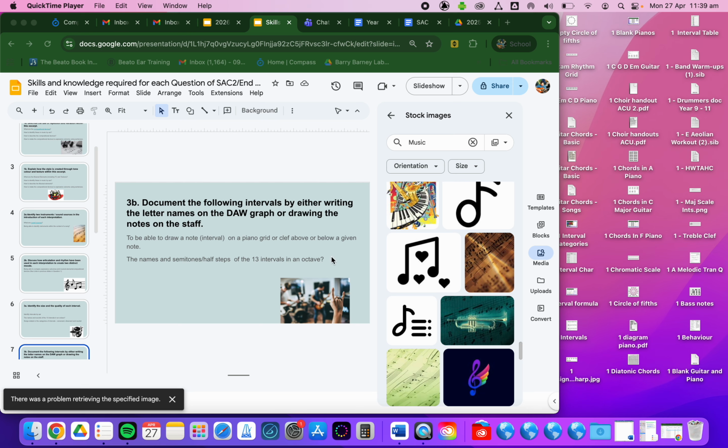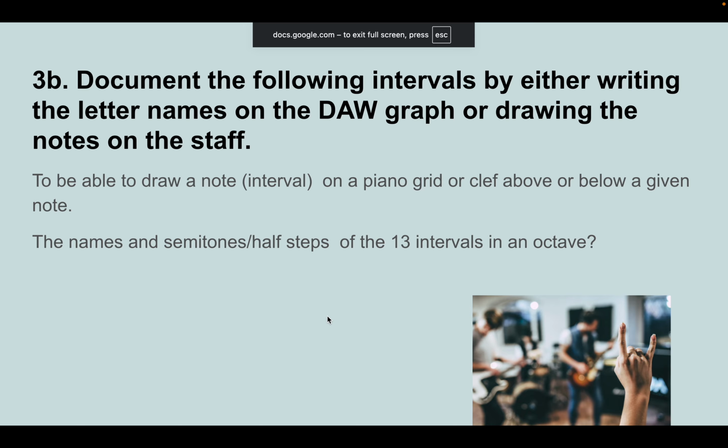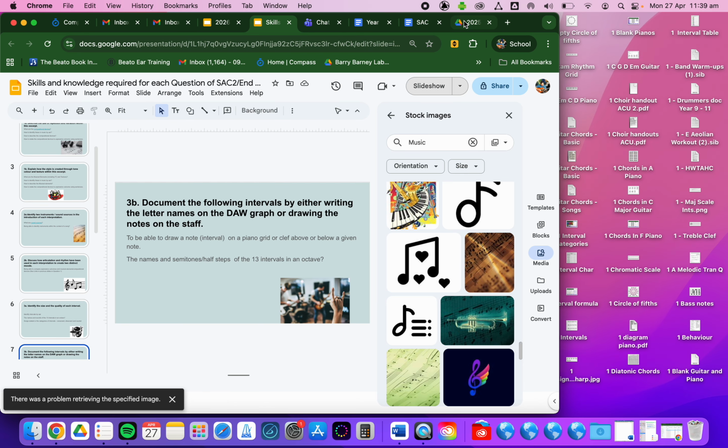This is about intervals on a grid or a treble clef or a bass clef. So what do we need to know? We need to be able to draw a note on a piano grid or a clef above or below a given note. The names and semitones of the 13 intervals in an octave. That's what else we need to know. So that was in the last one as well.